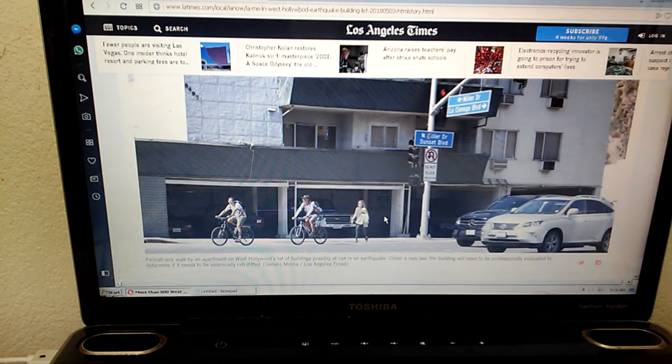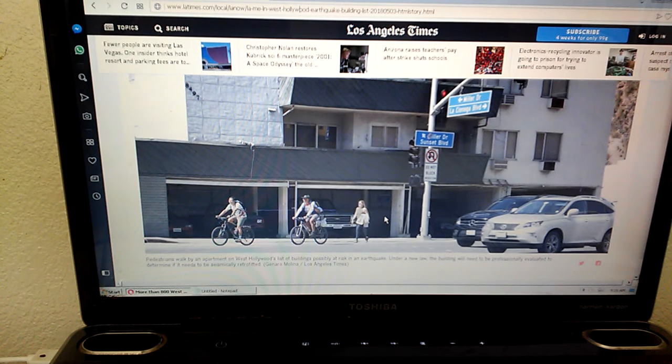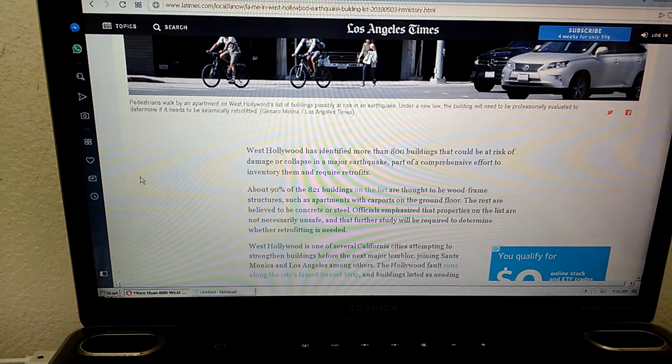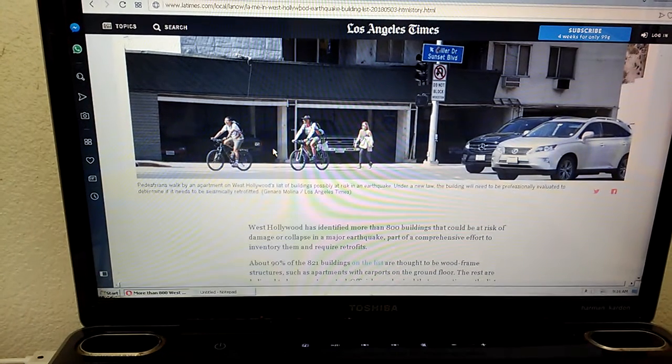There are laws in California. Under a new law, the buildings need to be professionally evaluated. Man, that's going to be a lot of headaches for some apartment buildings. 90% of the 820 buildings on the list are wood frame structures with carports on the ground floor. Yeah, it's the carports that are causing the issues because there's not enough shear bracing.